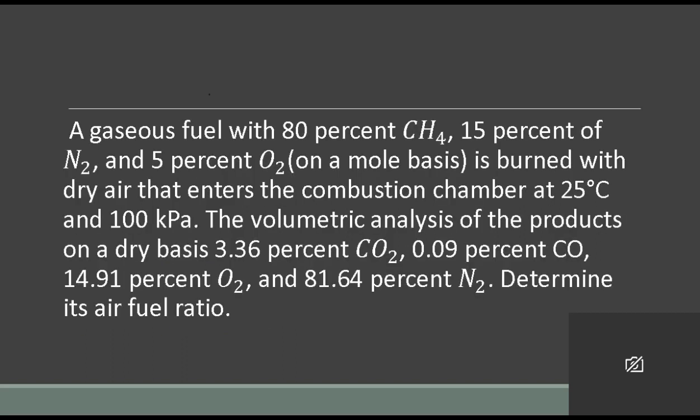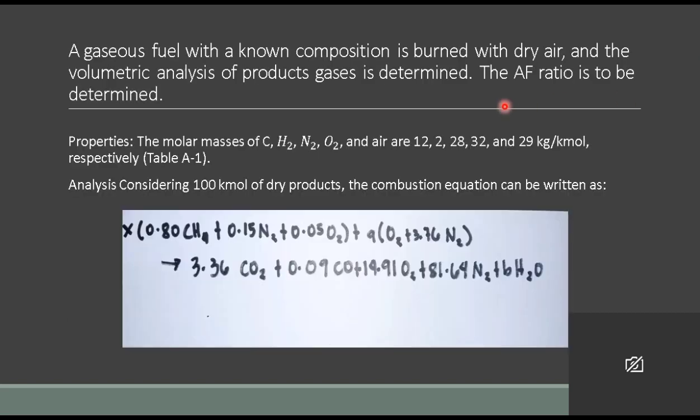So let's begin. A gaseous fuel with 80% CH4, 15% N2, and 5% O2 on a mole basis is burned with dry air that enters the combustion chamber at 25 degrees Celsius and 100 kilopascal. The volumetric analysis of the products on a dry basis is 3.36% CO2, 0.09% CO, 14.91% O2, and 81.64% N2. Determine its air-fuel ratio. So the gaseous fuel with a known composition is burned with dry air, and the volumetric analysis of the product gases is determined. The air-fuel ratio is to be determined.